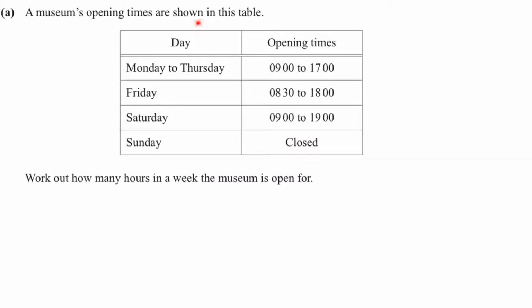A museum's opening timings are shown in this table. Monday to Thursday, Friday, Saturday and Sunday. Work out how many hours in a week the museum is open for. It starts at 9 and finishes at 17. 17 means 5 o'clock in the evening. 10, 11, 12, 1, 2, 3, 4, 5. Don't count the 9. So 8 hours, and Monday to Thursday, so 4 days. That gives us 32 hours.